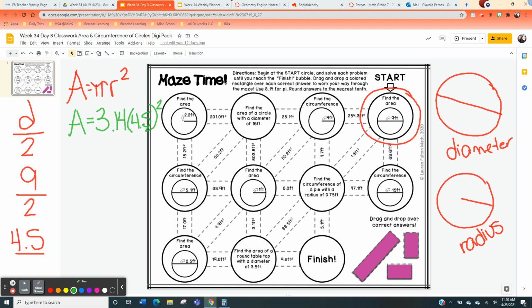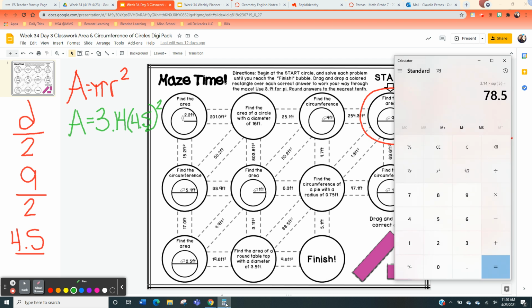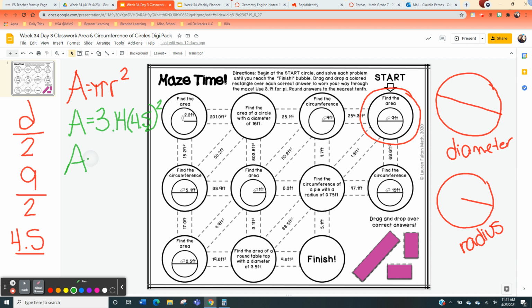So we're going to pull up our calculator, and we're going to go ahead and solve. Remember, it's 4.5 squared, not 4.5 times 2. So I'm going to do 3.14 times 4.5 squared equals, and it says my area is 63.58. So my area is 63.58.